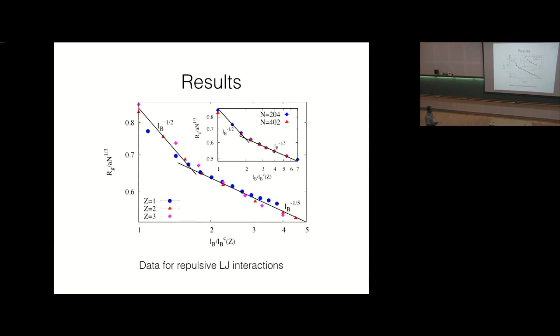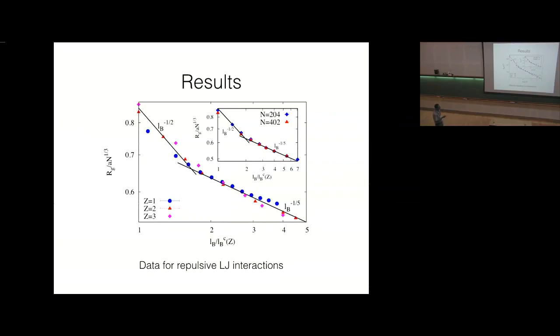So this is the main result. What we do is we create a bead-spring model for the polymer, make it charged. The counter-ions are treated as spheres. In this particular plot, we use Lennard-Jones interactions, which are completely repulsive. The attractive force is only due to the charges.